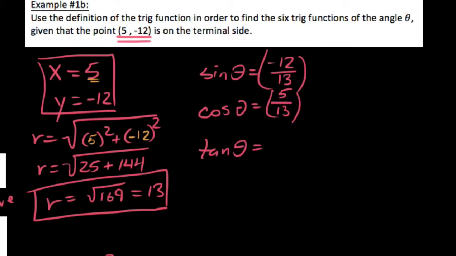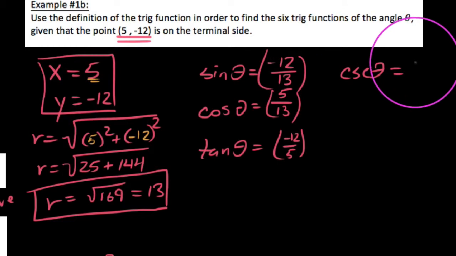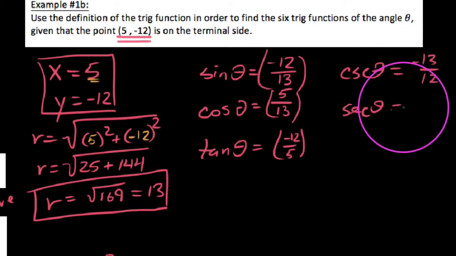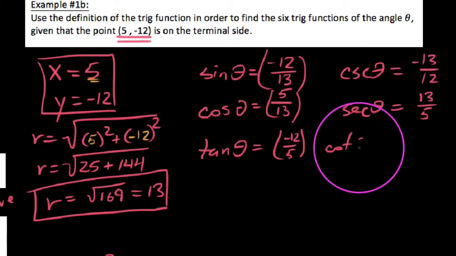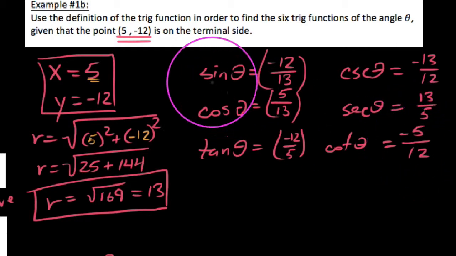And then last but not least, tangent. If I wanted the tangent of this, we say tangent is y over x. Y over x. We want to memorize these, okay? So our y value in this case is negative 12, and our x value is 5. In order to find these other three, we're going to go ahead and find cosecant of theta. We'll flip this over. We get negative 13/12. We'll find the secant, which is the reciprocal of cosine, by flipping this over and getting 13/5. We'll find the cotangent of this angle by flipping this guy over and get negative 5/12. Okay, so these are the 6 trig functions.